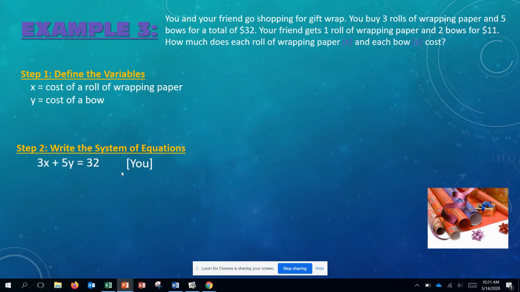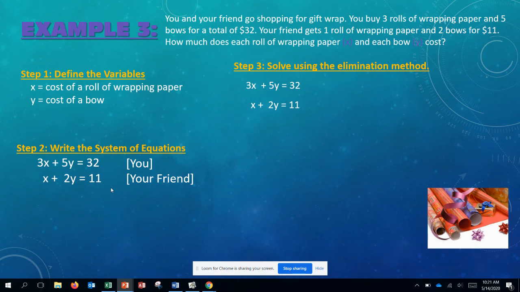That represents the costs. Now you need to do the same thing for your friend. Well, it costs your friend a total of $11. How many rolls of wrapping paper? 1 times how much it costs per roll, or x. So 1x plus how many bows your friend buys, 2 times how much it costs for each, y. So x plus 2y equals 11 is the equation for your friend.